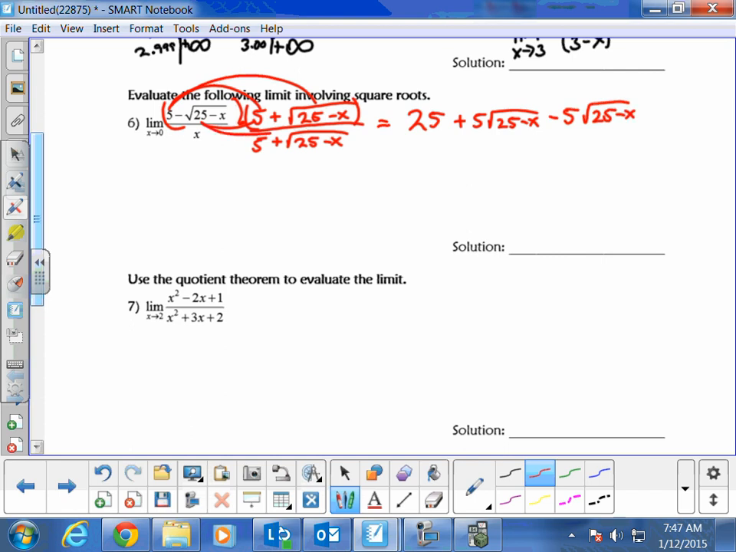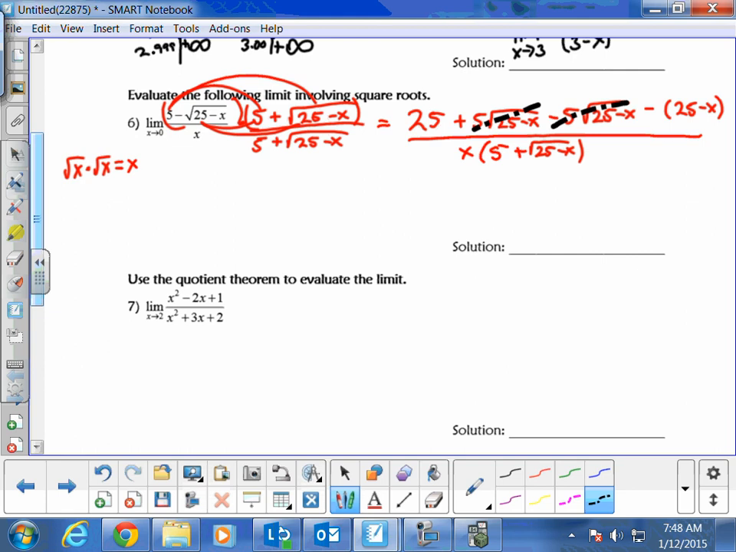And lastly, when I multiply the square root with this square root, it's the same idea as the square root of x times the square root of x, which is equal to x. In this case, I'll have a negative. When I multiply two square roots, I'm left with what's inside, so I'll have 25 minus x. And I still have a denominator of x times 5 plus the square root of 25 minus x. Now let's do some simplifications. This cancels out with this, and I'm going to distribute this negative sign. So I'm left with 25 minus 25 plus x all over x times 5 plus the square root of 25 minus x.